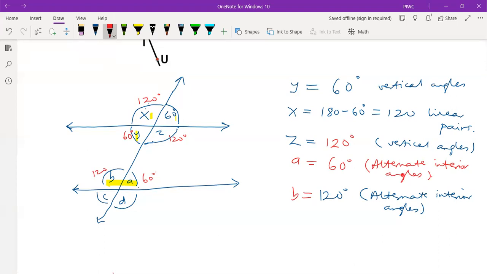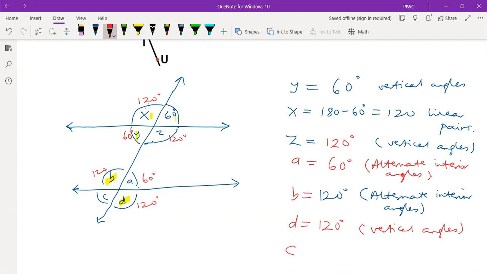If I know that this is 120, B and D, they are related by vertical angles. So B and D, vertical angles. So it means that they're also congruent. So D will be equal to 120 as well. Vertical angles. Okay. So let's put 120 here.